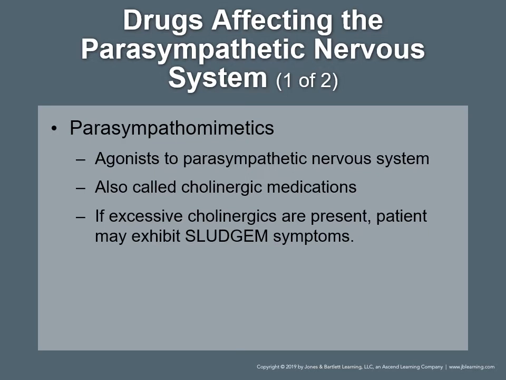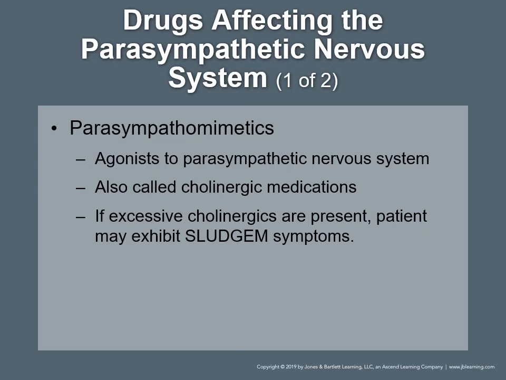Drugs affecting the parasympathetic nervous system. Parasympathomimetics are agonists to the parasympathetic nervous system, also called cholinergic medications because they stimulate the cholinergic receptors to which acetylcholine, or ACH, normally binds. Cholinergic medications may act directly or indirectly on cholinergic receptors. Anticholinergic drugs act to prevent activation of the receptor by binding. When a drug interacts with acetylcholinesterase, or ACHE, deactivation of ACH does not occur.